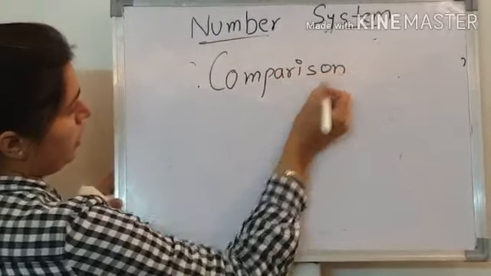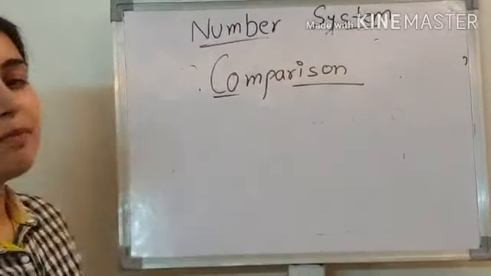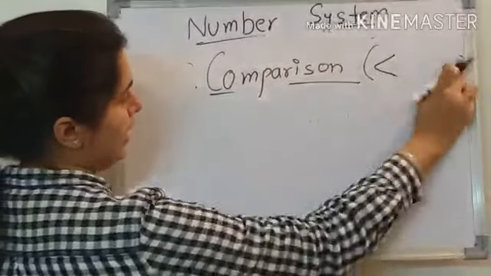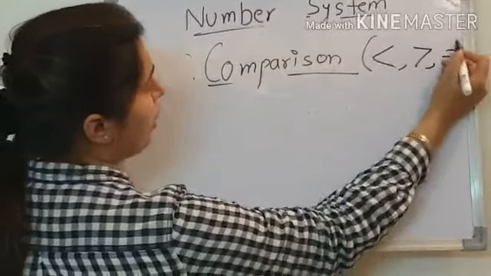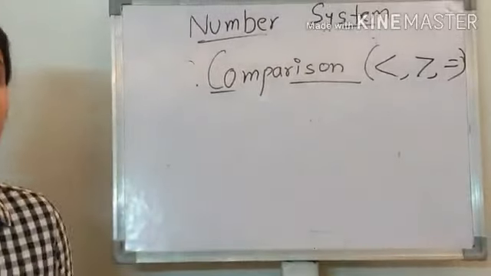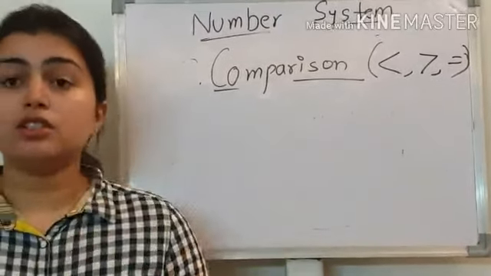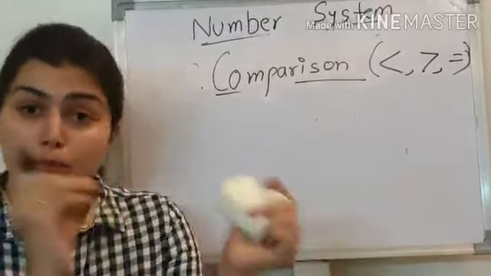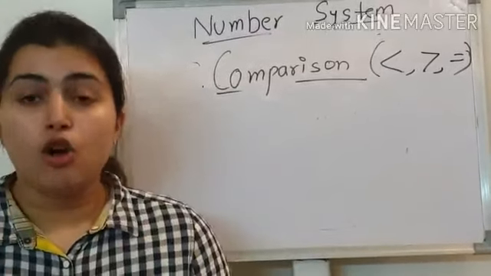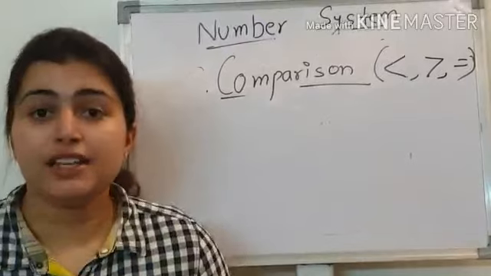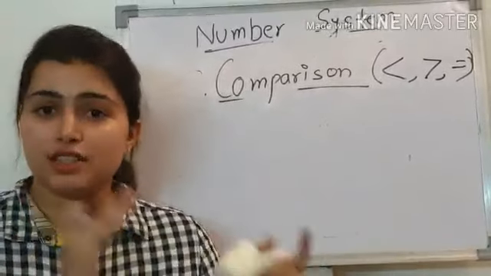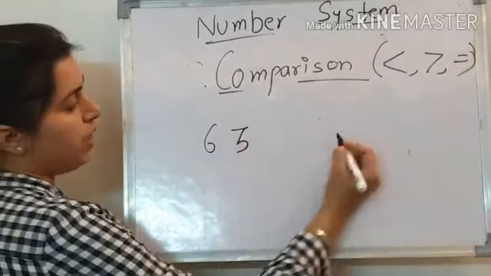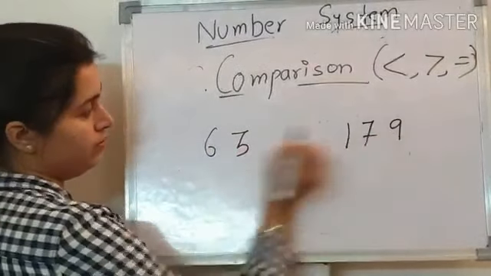Comparison. Okay. Now, for comparison, we have 3 signs. The first one is less than, greater than or equal to. Okay, students. For comparing two numbers, 2 cases will come. Suppose the first case is if the number of digits are equal, or the second case is if the number of digits are unequal. For example, 63 and 179.